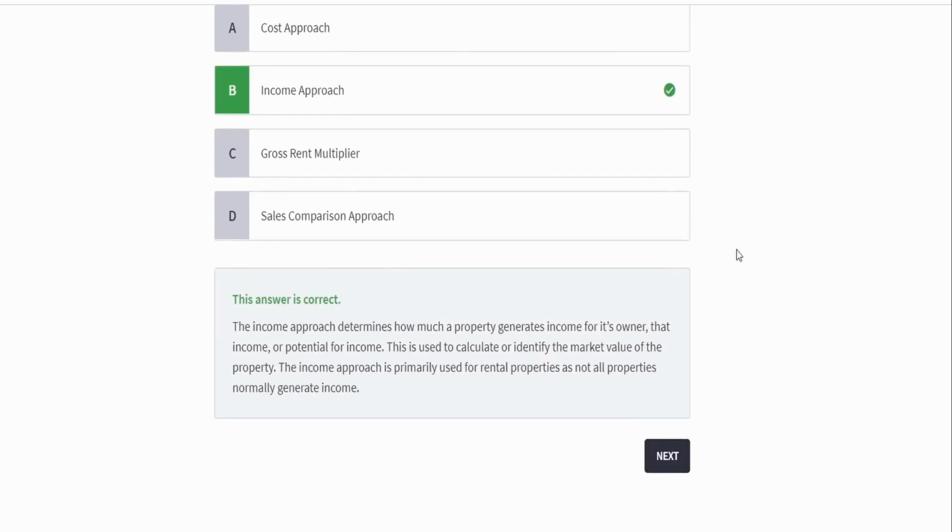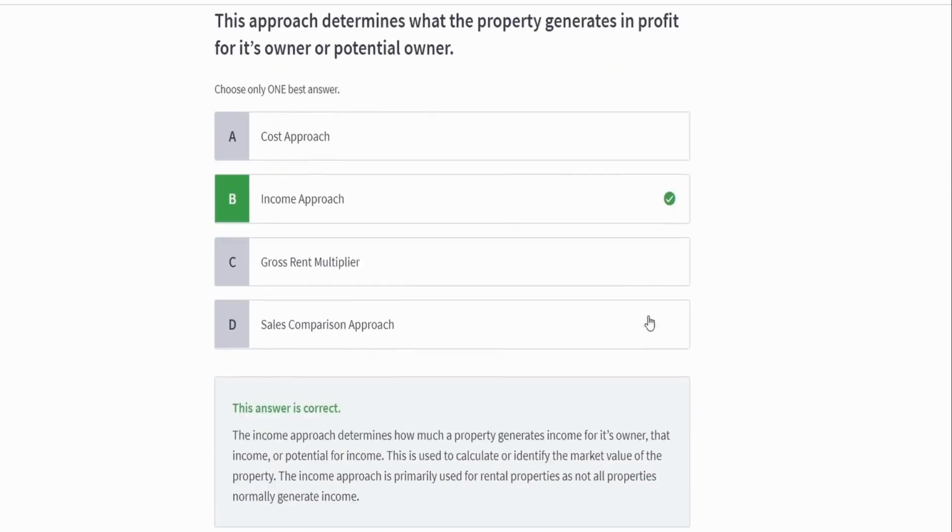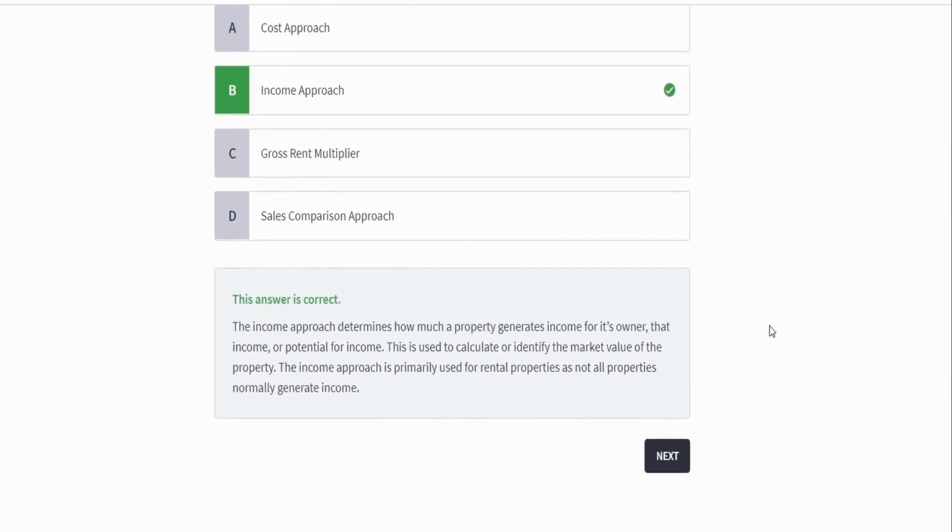And why is that? Well, it pretty much gives it in the definition here. The income approach determines how much income a property generates for its owner, or its potential for income. And again, this is used to calculate or identify the market value of the property. The income approach is primarily used for rental properties, as not all properties normally generate income. Makes sense, right? Right.